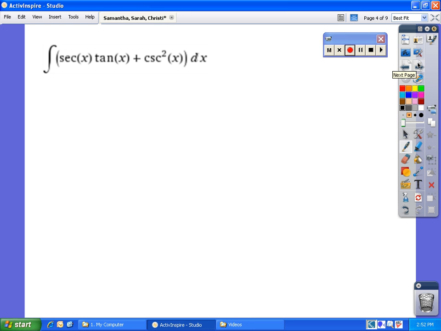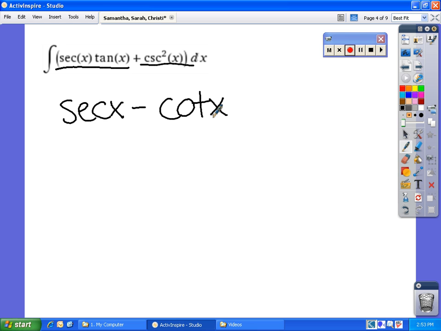Okay, so this is an integral, and I have the trig rule integral. So the integral of secant and tan x is secant, and the integral of cosecant squared is cotangent. It's negative cotangent, sorry. And then you just add plus c.